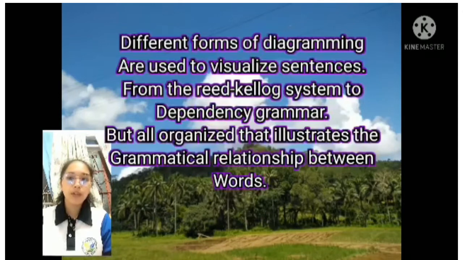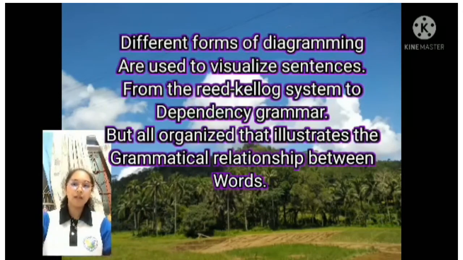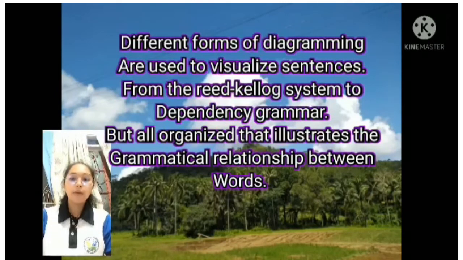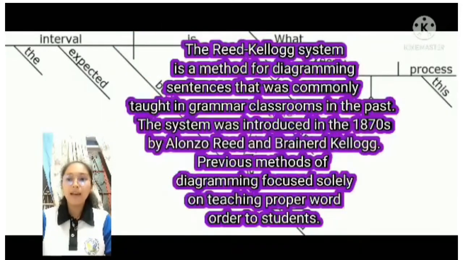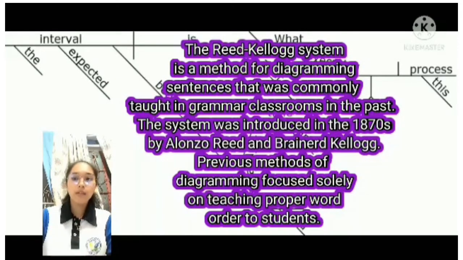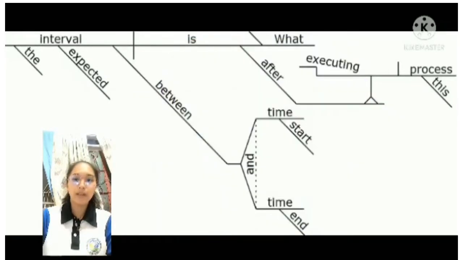Different forms of diagramming are used to visualize sentences, from the Reed-Kellogg system to dependency grammar, but all organize the functions of a sentence in a way that illustrates the grammatical relationships between words. The Reed-Kellogg grammar system is a method for diagramming sentences that was commonly taught in grammar classrooms in the past. The system was introduced in the 1870s by Alonzo Reed and Brainerd Kellogg.